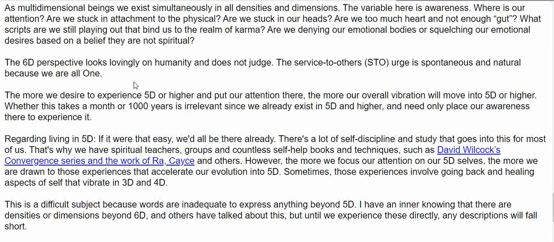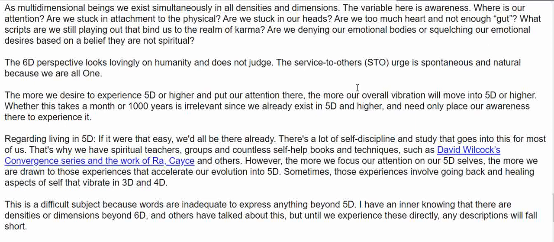What script is still playing out that binds us to the realm of karma? Do we deny our emotional bodies or quench our emotional desires based on a belief they are not spiritual? The 6D perspective looks lovingly on humanity and does not judge. So that's why they don't interfere. Because they don't judge, they don't want to break the free will of the duality, meaning good or bad. That's why they don't interfere when a human is being attacked here by fourth dimensional beings.